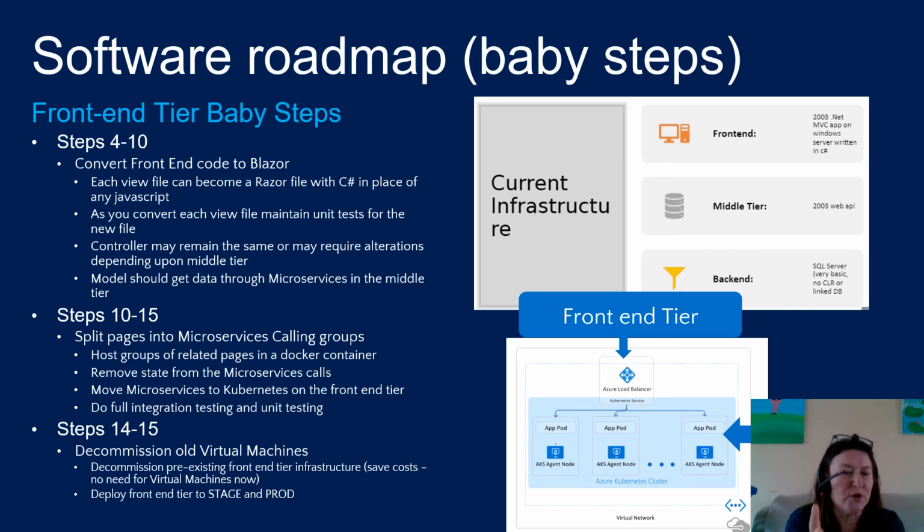You might want to group your pages by the microservices that they're attached to, that they use. You may want to host those in a Docker container. You might want a Docker container for order and a Docker container for bike and a Docker container for account, just like you have in the middle tier, those microservices names.